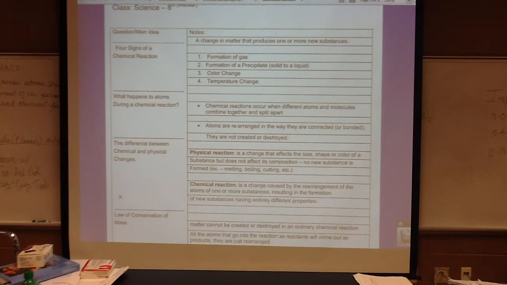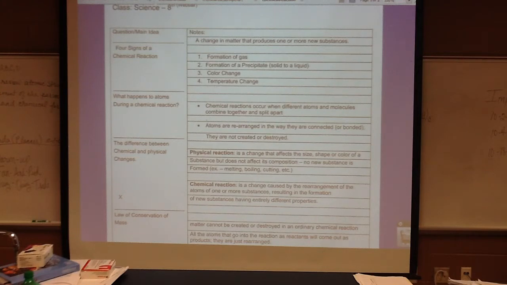The second sign is the formation of a precipitate. We're going to see this in class as a demonstration, but basically you end up combining 2 liquids and the formation of a solid occurs, and that solid is a kind of powdery substance that falls to the bottom of the new liquid. This powder is the new substance that's formed from the reaction. You can also have a color change, that's the 4th indicator, and then a temperature change.